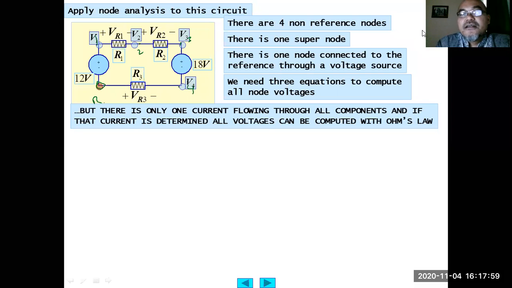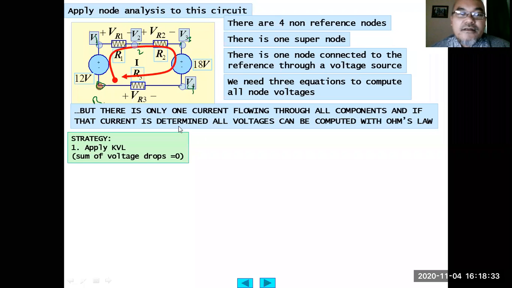If you use node analysis, you use Kirchhoff current law. But if you use a different perspective, using a current, because this is basically a single loop, there is only one current flowing through all the components. If we know that current, then we can easily determine all the voltages across the resistors using Ohm's law. This is one single loop.